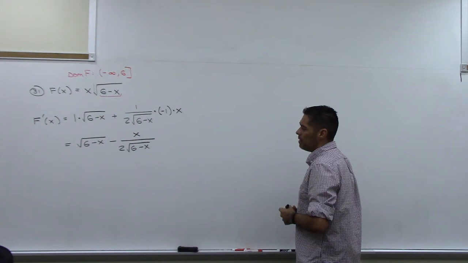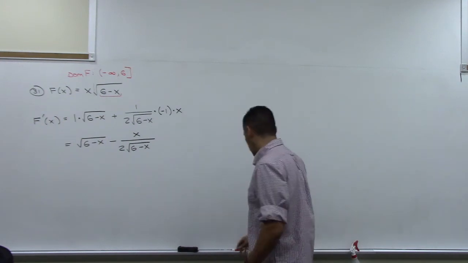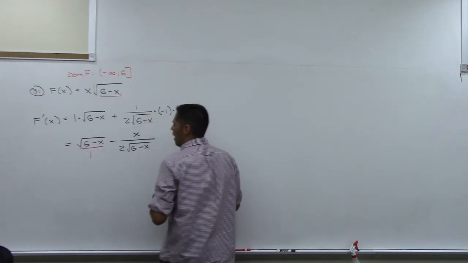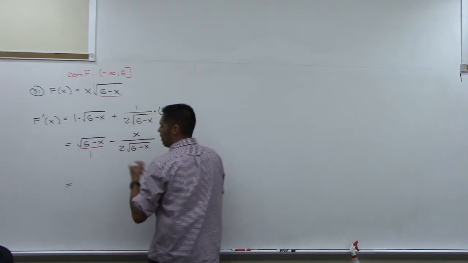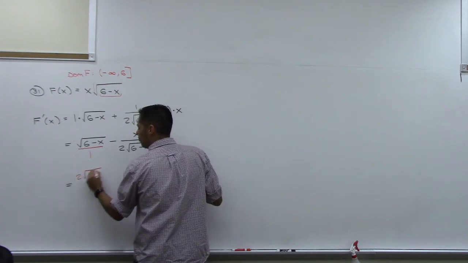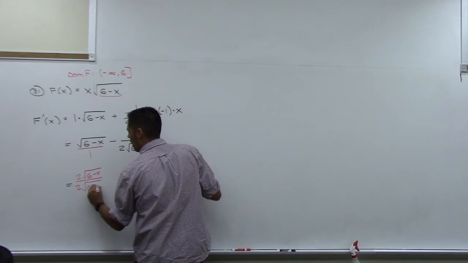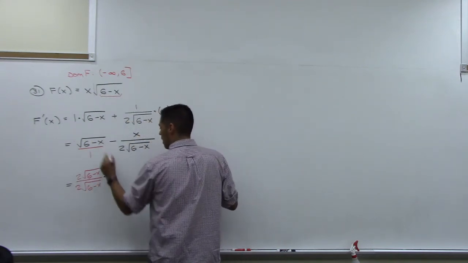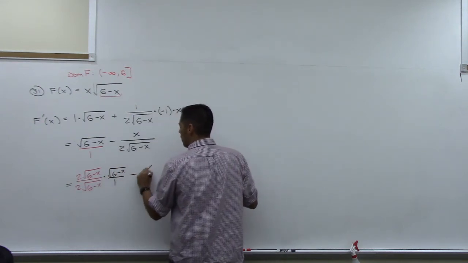But because I know I'm going to need to set this equal to 0, and I have a fraction in here, I'm going to try and put these together with a common denominator. So I'm going to put this over 1, and that means I have to multiply this first fraction on the top and bottom by this denominator. So by 2 root 6 minus x on the top, 2 root 6 minus x on the bottom. I'm multiplying this thing by that, root 6 minus x over 1. And then over here, I'm not doing anything.